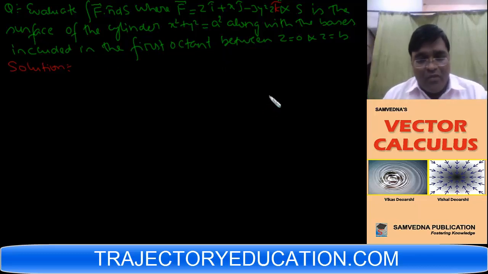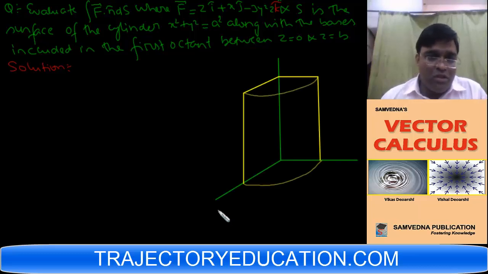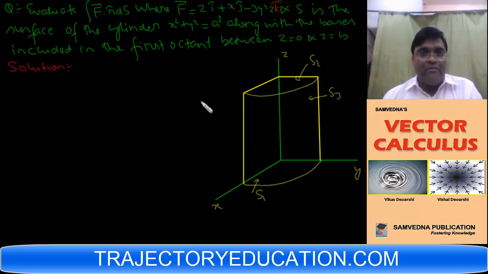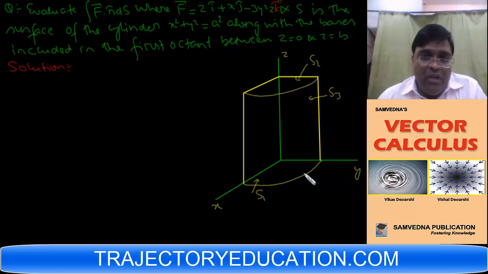Let me draw the figure first to make it clear. So this is the cylinder we are considering, with axes x, y, z. The surface is this cylindrical surface and the two bases. Let me call these S1, S2, and S3. So we have to evaluate the surface integral over S1 plus S2 plus S3. It's very clearly written: along with the bases, in the first octant, between z equals 0 and z equals b. This is z equals 0.